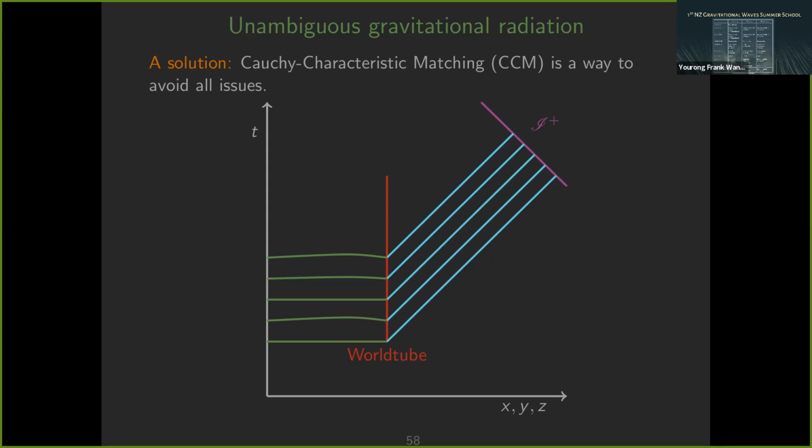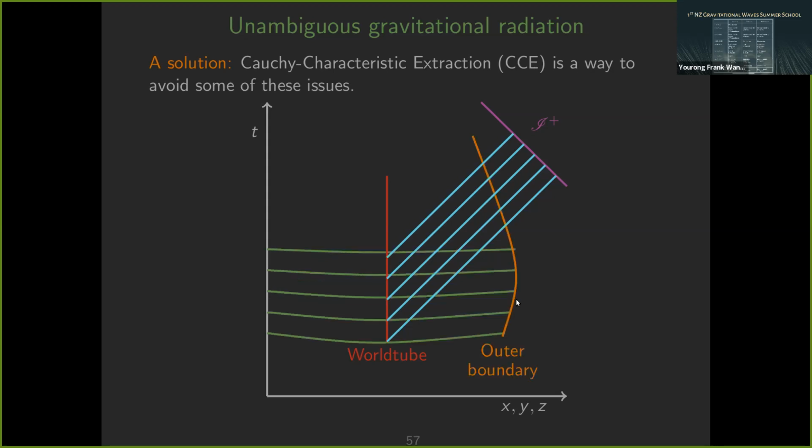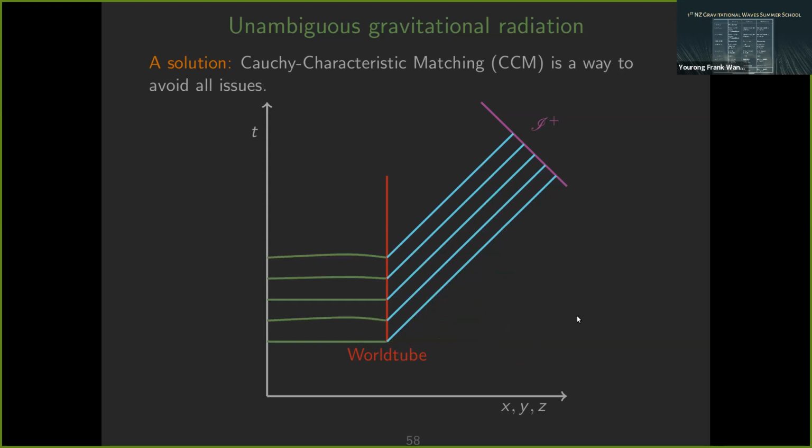So the problem with the extraction is you still had this outer boundary. What matching does is it completely eliminates that by matching these two completely different ways of evolving the Einstein equations at some common world tube or some boundary, some interface between them. And this has never been done, and I've spent quite a bit of time on it. Still doesn't work, but it is a really nice concept in that the characteristic code is extremely fast.